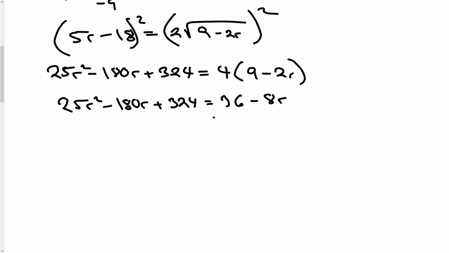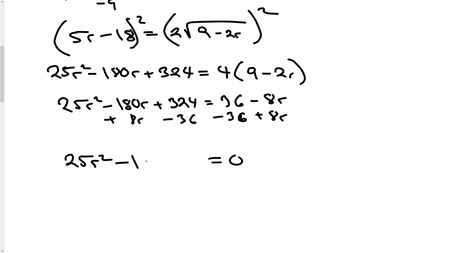I have an r squared, so subtract 36 from both sides. Add 8r to both sides. Minus a 36 here, setting this equal to 0. So we have 25r squared minus 172r, and 324 minus a 36 gives me 288.